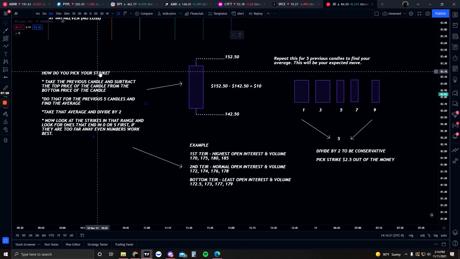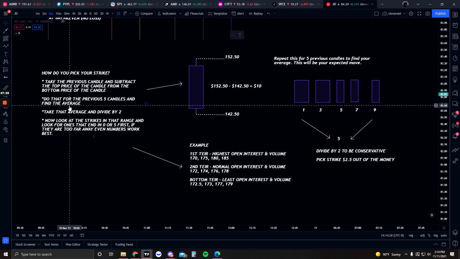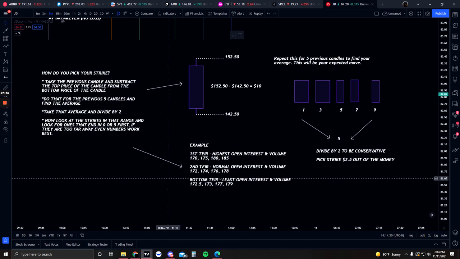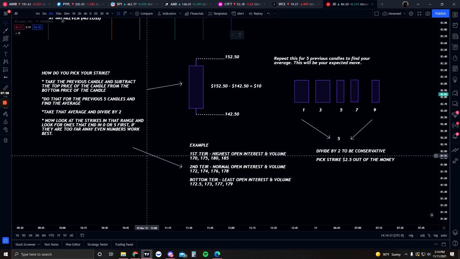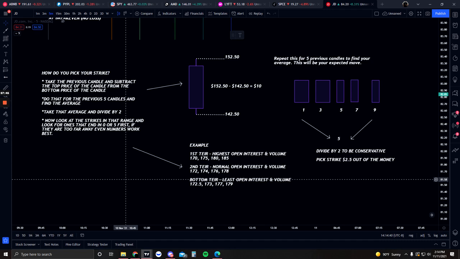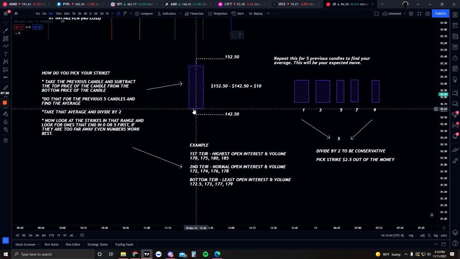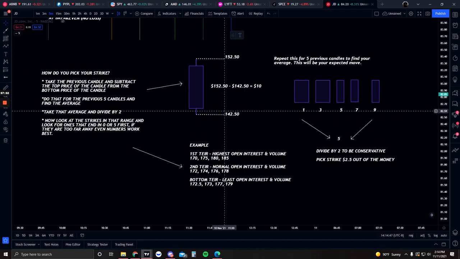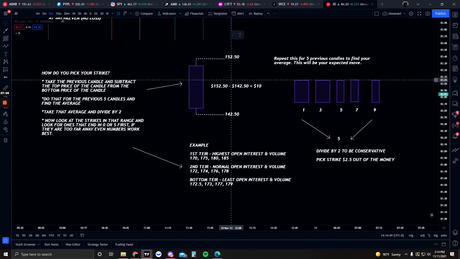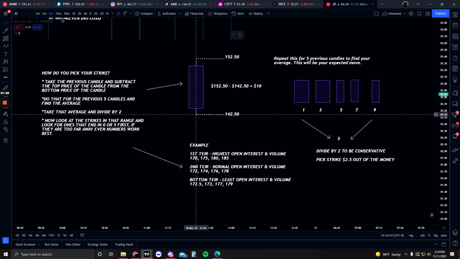So how do you pick a strike? Take the previous candle, subtract the top price from the bottom price. I'll repost this on my alerts. So you see where it says alerts? Right there, I post it afterwards, and I'll try to timestamp it as well. So I'll rewatch it, timestamp it, and put it up. So what you're going to do is, you see the candle, you're going to take the low price, for example, if the low was 142.50 and the top was 152.50, you're going to subtract it. That's a $10 candle.